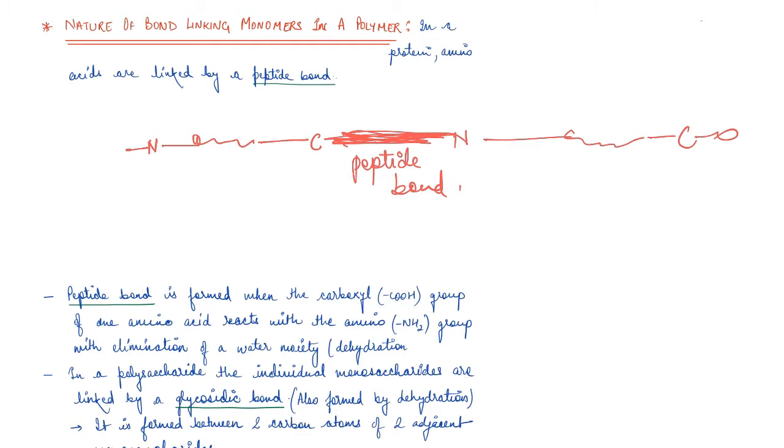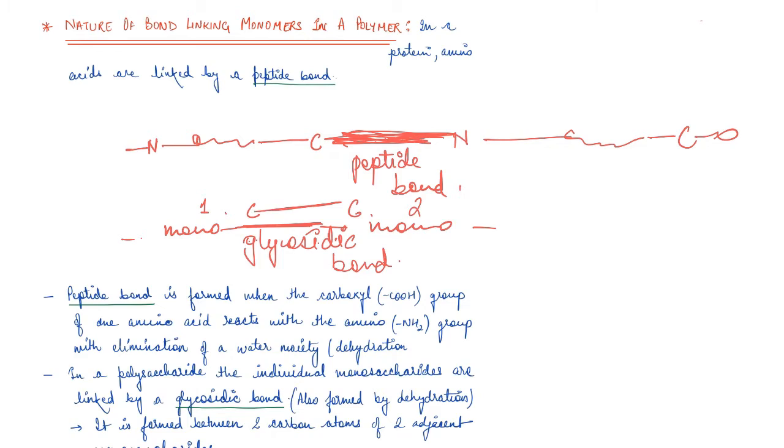Right? In the same way, in the case of polysaccharides, the monosaccharides are joined together by a glycosidic bond. Again, this bond is formed by dehydration. So this happens when two carbon atoms of adjacent monosaccharides, this is the first monosaccharide, this is the second monosaccharide, it has all carbon atoms. So these carbon atoms of two adjacent monosaccharides join together. Now this happens in the case of polysaccharides. This happens in the case of proteins.